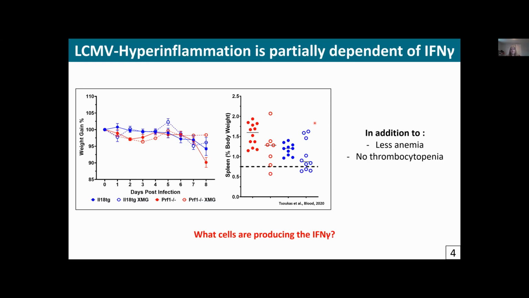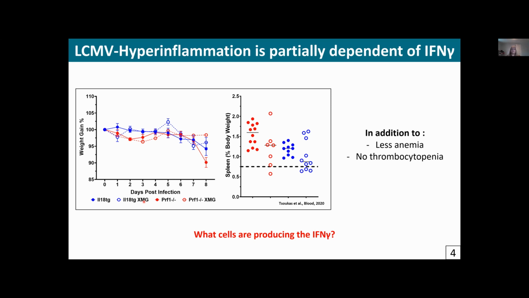So we wanted to see if interferon gamma was driving this phenotype as a whole. When we depleted interferon gamma during the course of LCMV infection in both perforin knockout and IL-18 transgenic mice, shown here in the open circles, we get a partial rescue phenotype. However, it's not completely rescued. So we took a step back and asked, what are the cells that could be propagating this phenotype here?